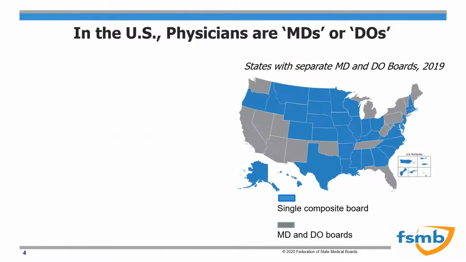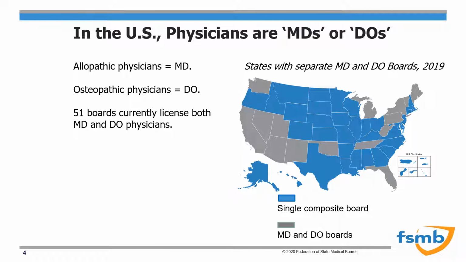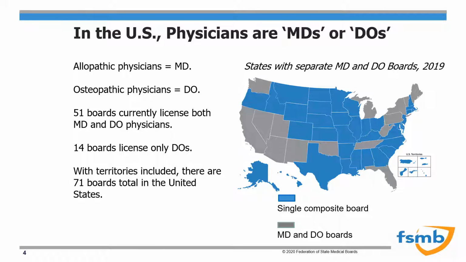In the U.S., medicine is a licensed profession regulated by the individual states. The nation's medical boards license both allopathic physicians, known as MDs, and osteopathic physicians, known as DOs. This includes 51 state allopathic and composite licensing boards, that is, boards that license both MDs and DOs, 14 osteopathic licensing boards, and boards for Guam, Puerto Rico, the U.S. Virgin Islands, and the Commonwealth of the Northern Mariana Islands. Altogether, there are 71 boards.